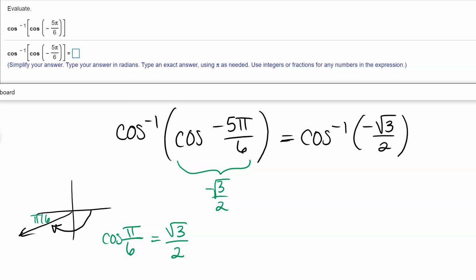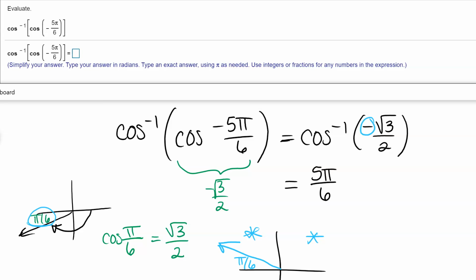Okay, so now how would I do that? Where does cosine inverse spit out angles? Cosine inverse spits out angles in 1 and 2. Because of this negative right here, I know that this angle is going to be in quadrant 2. I also know from the work that I just did that its reference angle is going to be pi over 6. So if I'm pi over 6 away from pi, that means I'm at 5 pi over 6. Okay, so that's my answer for that one.